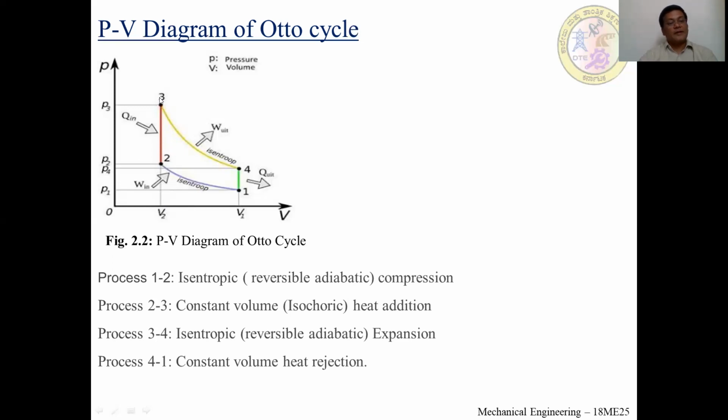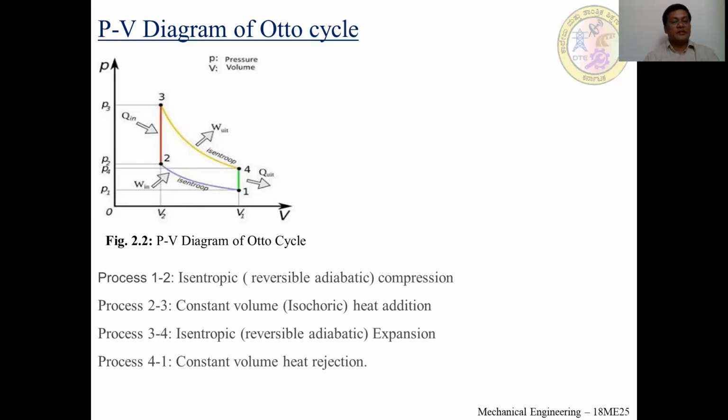Then the third process, from state point 3 to 4, is isentropic expansion. In this process, the working fluid or the air expands isentropically. The pressure decreases from P3 to P4, this is P3 and this is P4, and the volume increases from V3 to V4. So this is about the isentropic expansion process.